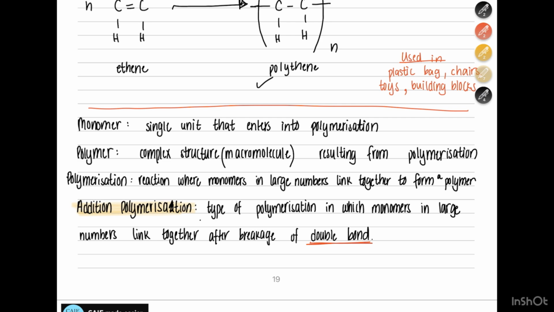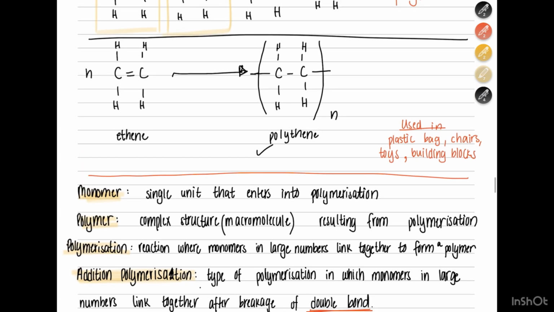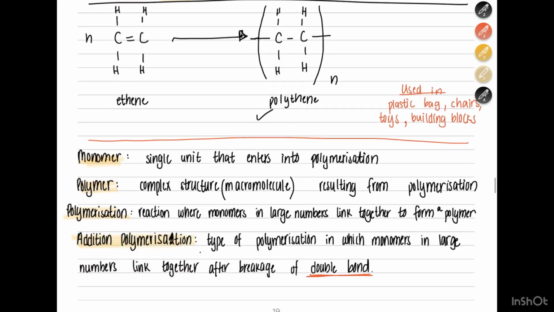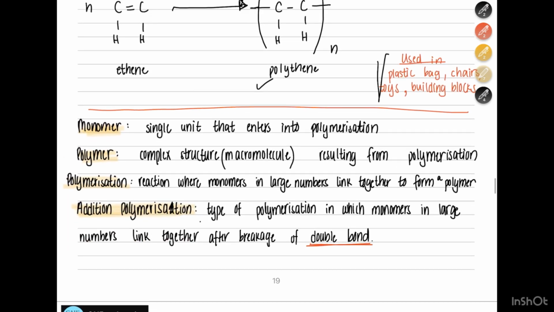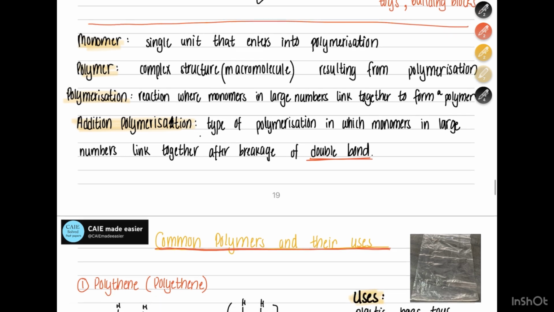We will study another type of polymerization, known as condensation polymerization, in which a water molecule is removed. We will go there later. So now we studied one kind of polymer, which is polyethene, and we studied its use, right? Now let's look at some common polymers and their uses.